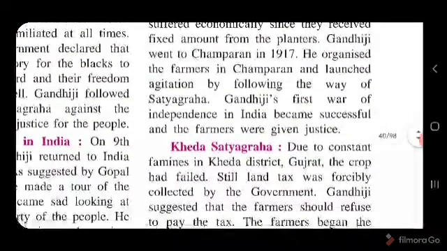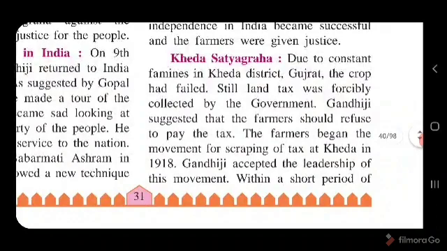Another Satyagraha is the Kheda Satyagraha. Due to constant famines in Kheda district, Gujarat, the crop had failed. Still, land tax was forcibly collected by the British government. Gandhiji suggested that the farmers should refuse to pay the tax. The farmers began the movement for scrapping of tax at Kheda in 1918.